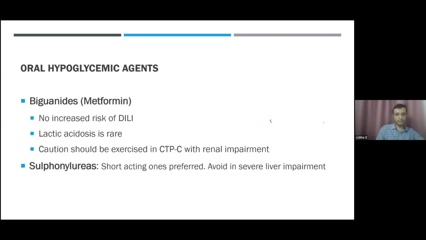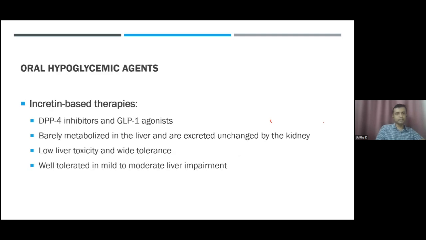When you talk about sulfonylureas, short-acting ones are preferred, and you should avoid them in severe liver impairment. Another relatively new, though now I would say more of an established therapy, are incretin-based therapies, the DPP-4 inhibitors, the sitagliptins, and of course the GLP-1 agonists, like liraglutide, semaglutide, things like that. These drugs are barely metabolized in the liver and are excreted unchanged by the kidney. So they have low liver toxicity, and usually they are well tolerated. But again, if there is severe liver impairment, you need to be a little cautious.